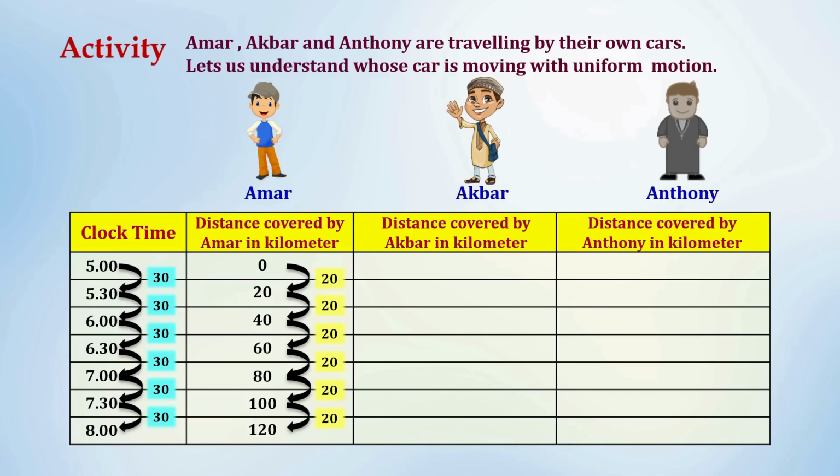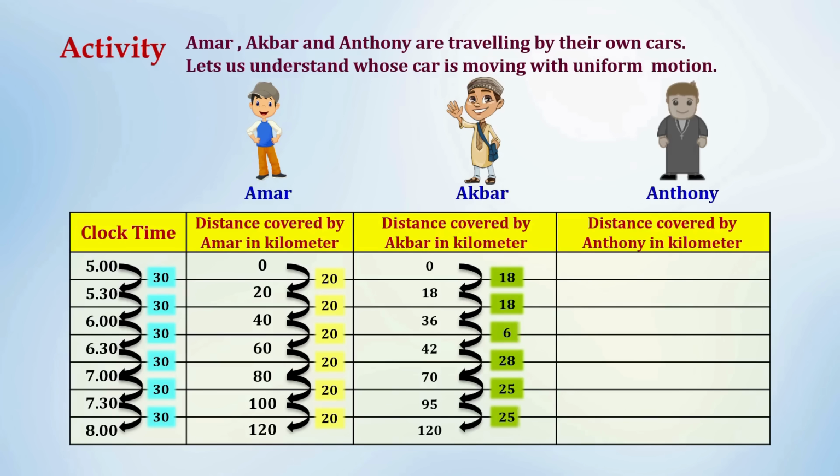Step 3. Observing Akbar's distance. Next, observe the distance covered by Akbar. Akbar covers different distances in each 30-minute interval. Sometimes it is 18 kilometers, sometimes 6 kilometers, sometimes 28 kilometers. So, Akbar's car is not moving with uniform motion.